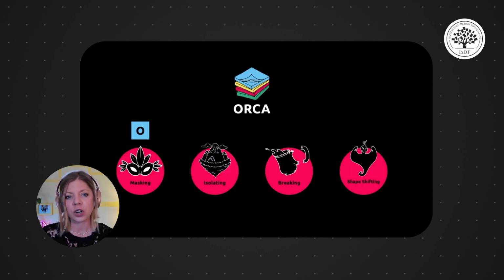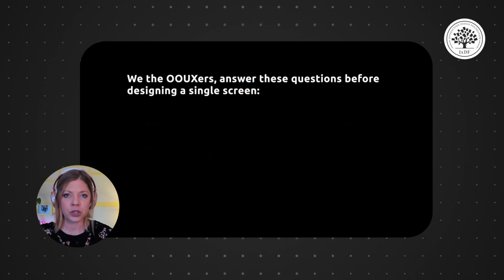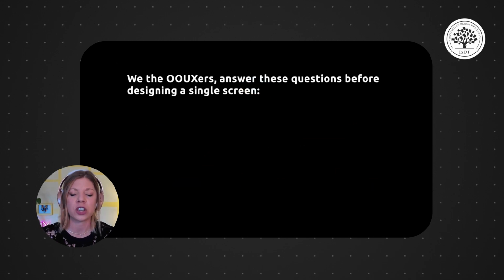Okay, so ORCA stands for objects, relationships, CTAs, and attributes. And they nicely align to our masking. You have to figure out what the objects are so that you cannot mask them. Figure out what the relationships are, map those so you don't have your isolating. What are the CTAs on this thing? Prioritize those CTAs so that we can make sure to connect them to said objects and figure out what all our attributes are so that we can avoid shape-shifting and mixing those attributes up and showing some here and some there. Aligns beautifully. So we, the OUXers, we answer these questions before we get into screen design, okay?